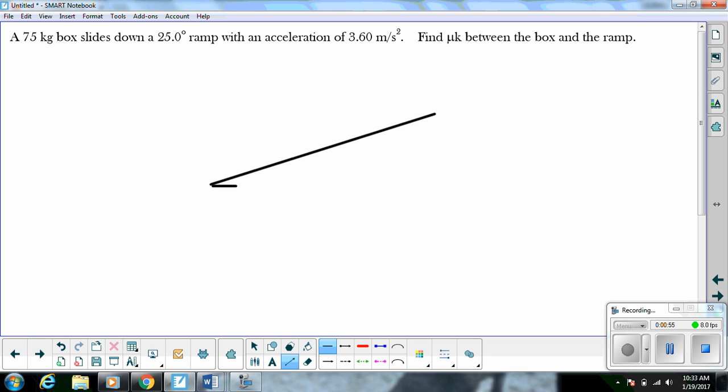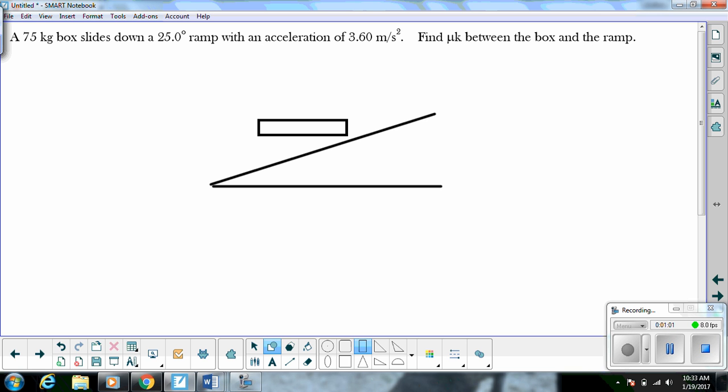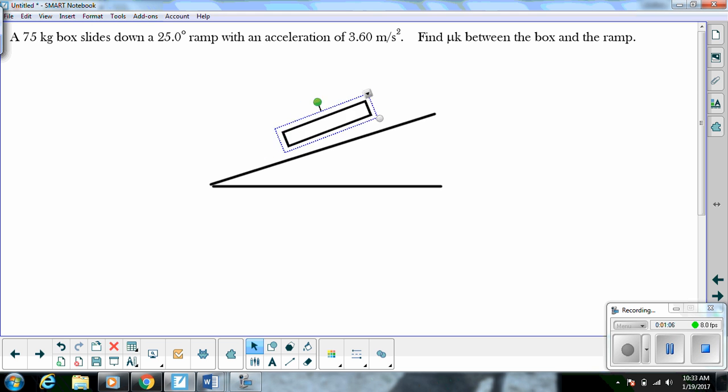Here's my ramp. Here's my box. And this time I'm going to take my box, I'm going to rotate it, and I'm going to set it on the top of the ramp.